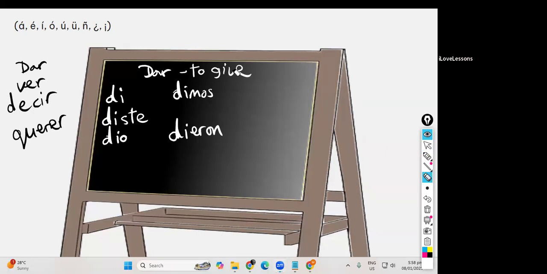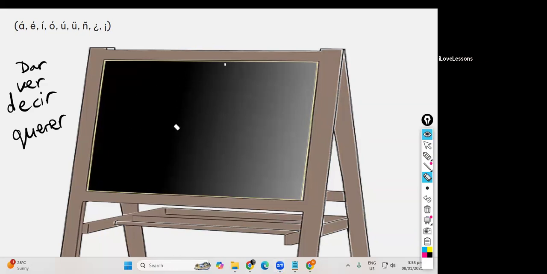All right, so let's clear away this board. Ver is very similar to dar. So ver, to see: I saw, you saw, he, she, it saw. Ver, to see, right? Vi, viste, vio. Now you need to look back at the exercise we did just now. I think I put an accent on this O by mistake. You can look back in your answers and correct it. There's no accent. This is what makes it irregular. Vimos, vieron. All right?